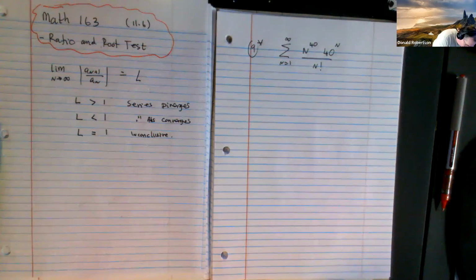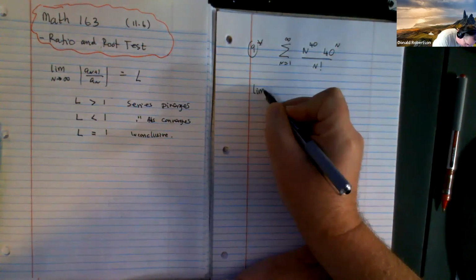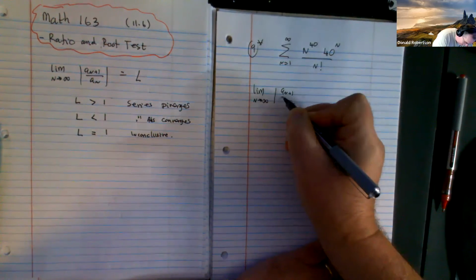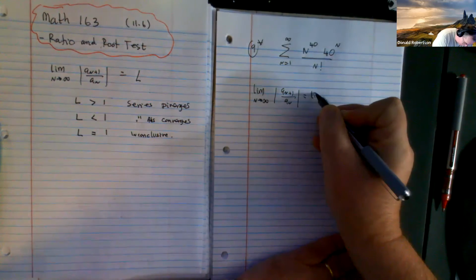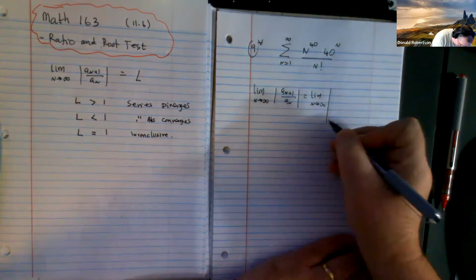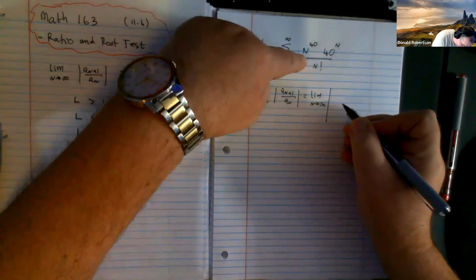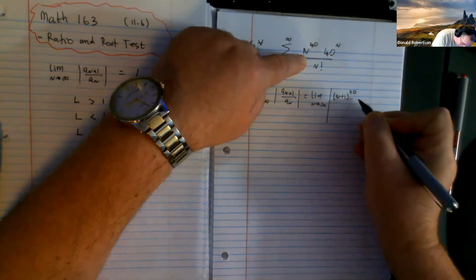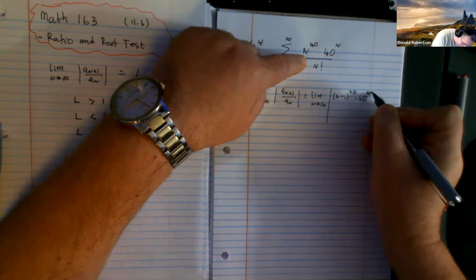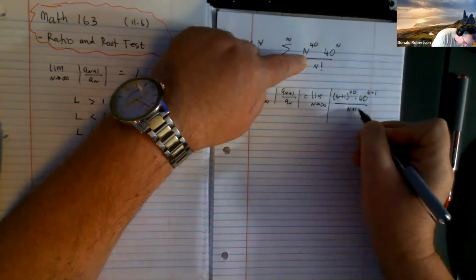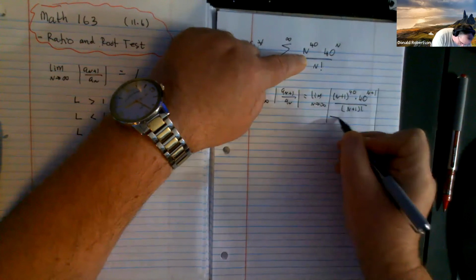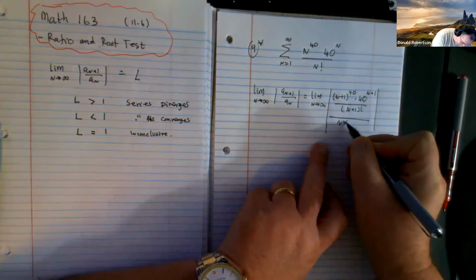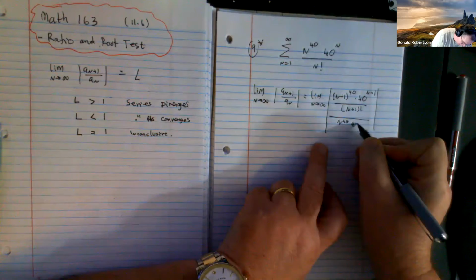So I'm going to do the limit as n tends to infinity of a_(n+1) over a_n. In this case, it's going to be quite big. So it's going to be, let's see, (n plus 1) to the power of 40 times 40 to the power of n plus 1, all over (n plus 1) factorial. That's the top. And on the bottom, we're basically just getting this guy: n to the 40, 40 to the n, over n factorial.